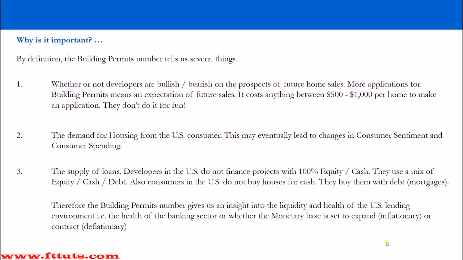And if we think about this in a bit more detail, the building permits number tells us a number of things. The first thing it tells us is whether or not developers themselves are bullish or bearish on the prospects of future home sales. Because the more permit applications that are going into local state planning departments, the higher the expectation of future sales.